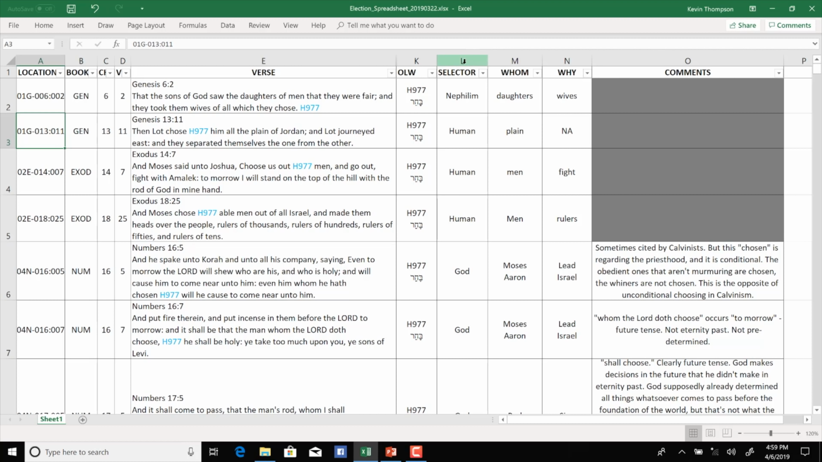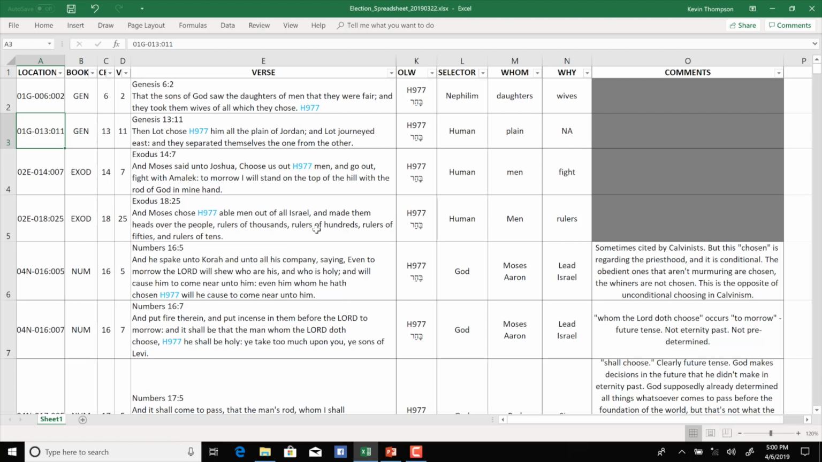For example, in column L, I have the selector. In other words, who's doing the selecting here? Is God doing the selecting, or is a human doing the selecting? Is an angel doing the selecting? And obviously, if I'm interested in soteriological passages, probably almost always it's going to be God as the chooser, as the passages that I want to examine. So I can probably eliminate all the ones where God isn't the chooser.